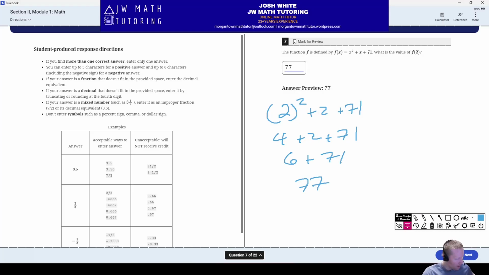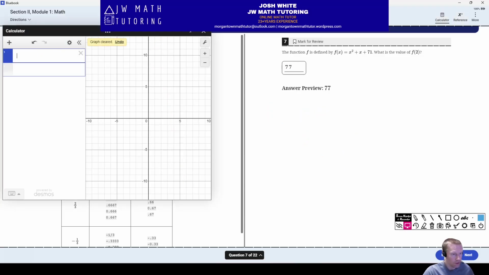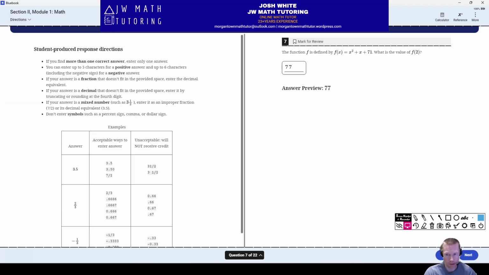So that's how you could do it by hand. Or, of course, you could just go to Desmos. You could just type in the function and then just go f of 2 and get 77 that way. So if you think that's quicker and easier, perfectly acceptable way to solve it, but the correct answer for this one is 77.